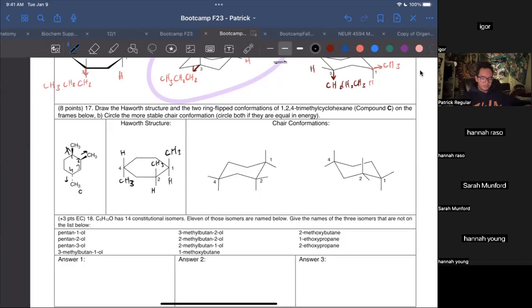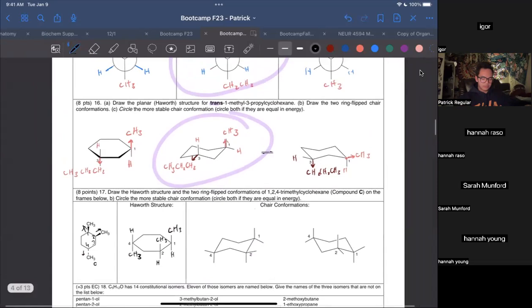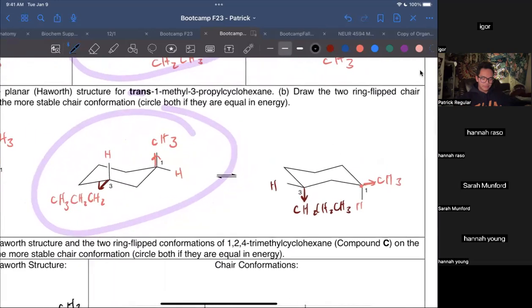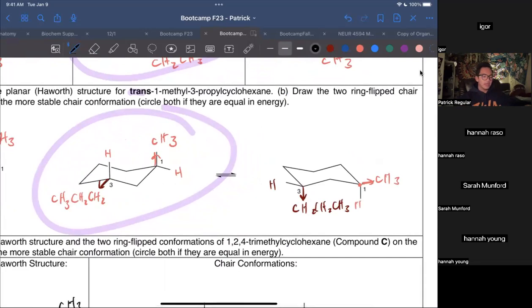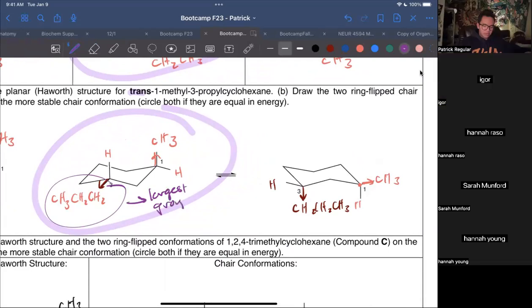Igor, you have a question? Yeah, hey Patrick. I was just wondering if you could go over again at this last question that you just circled. How or what made you know that that one is the most stable? Yeah, the most stable because, again, we have the largest group equatorial. It doesn't matter if this group was a methyl or an ethyl group, as long as the largest group is equatorial. That's it. The largest group being equatorial is the more favorable one.